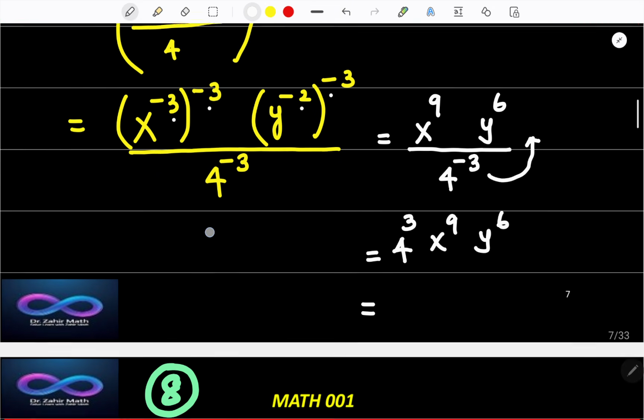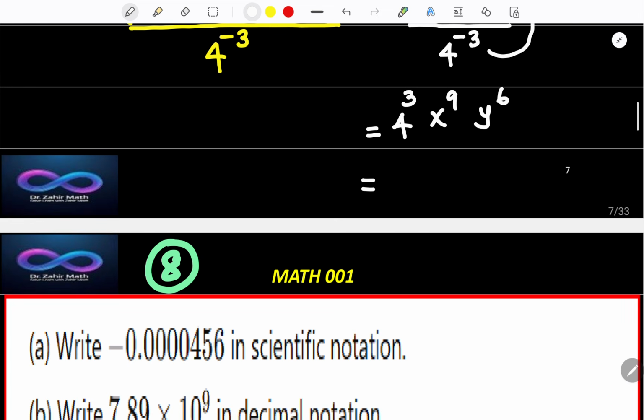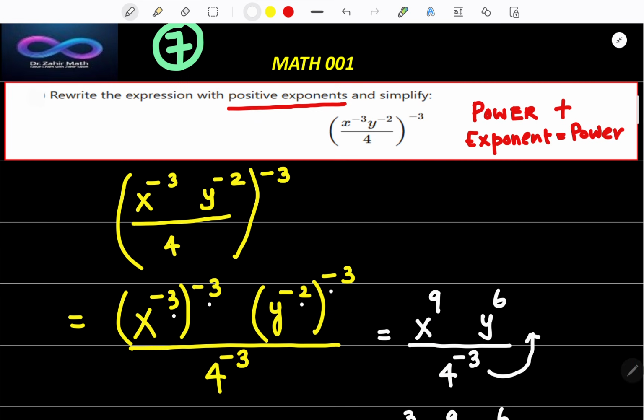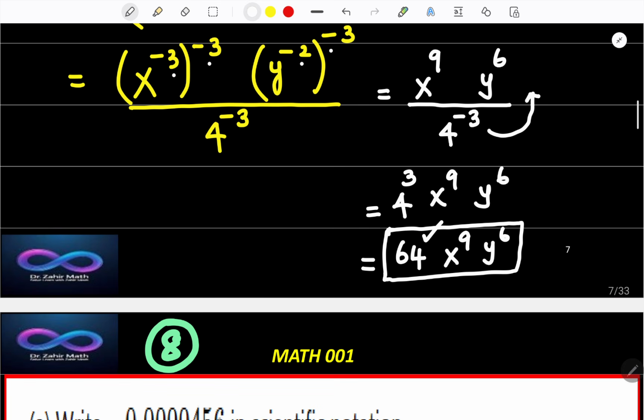What is 4 to the power of 3? You can use a calculator or in the mind. 4 times 4 is 16. 16 times 4 is 64, x to the power of 9, y to the power of 6. Clear all of you? And what is the question? You are going to write with positive exponents. Look at here. This is positive, this is positive, this is positive. So already this is in positive power. No need to do anything.